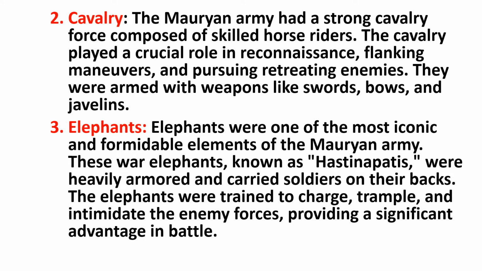Third one, elephants. Elephants were one of the most iconic and formidable elements of the Mauryan army. These war elephants, known as Hastinapatis, were heavily armored and carried soldiers on their backs. The elephants were trained to charge, trample, and intimidate the enemy forces, providing a significant advantage in battle.